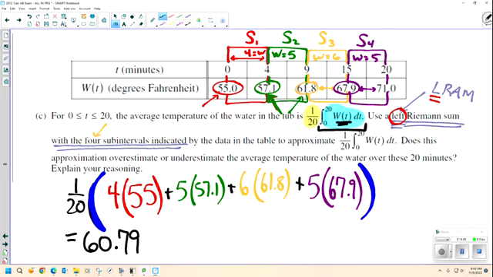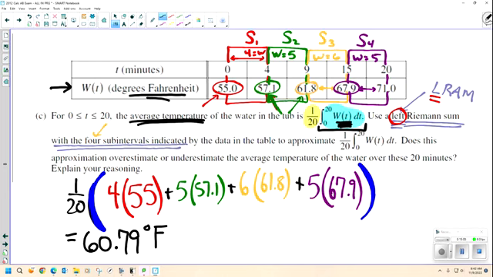All right? Again, an integral is we're adding up. We're adding up just the W's, which is degrees Fahrenheit. Okay, but what is this? This is the average temperature. The average temperature. So does this approximation ask us to explain our reasoning?